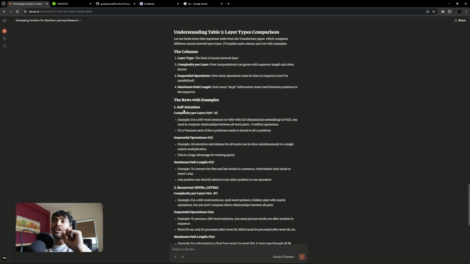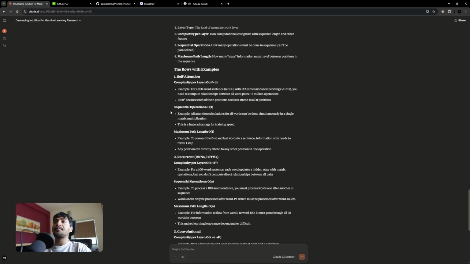So, when it comes to self attention, complexity per layer is n squared d. Example for a 100 word sequence: if there's a paragraph of 100 words with 512 dimension embedding, you need to compute the relationship between all word pairs, so about 5 million operations. It's n squared because each of the n positions needs to attend to all n positions. So you take 100, then you multiply each token with all of the other tokens. So this becomes n squared, then multiplied by d. So you get the complexity per layer.